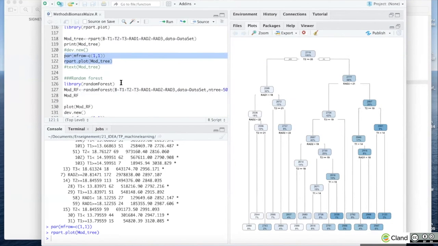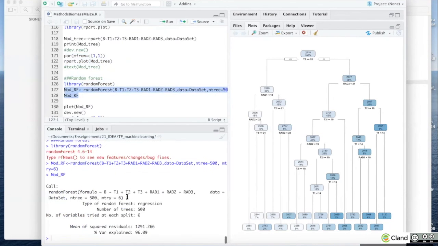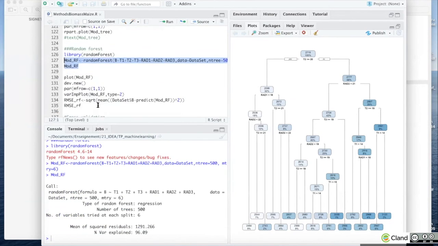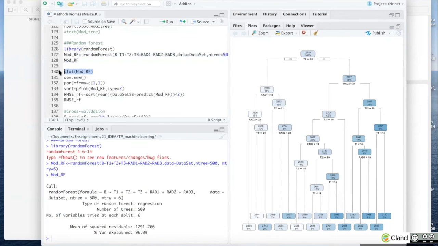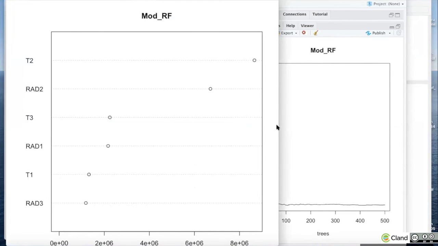And the next part of the code implements random forest. So here I run the library. I train random forest. So you see here it's very fast because the dataset is very small. If I write plot, here, I will get this graphic showing the evolution of the error as a function of the number of trees. Here, I will plot the importance. So you see that the most important variables are T2, RAD2, and the least important are RAD3.